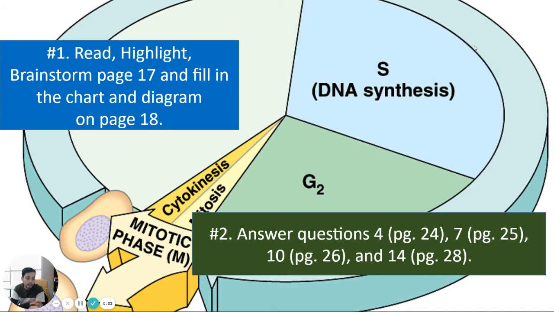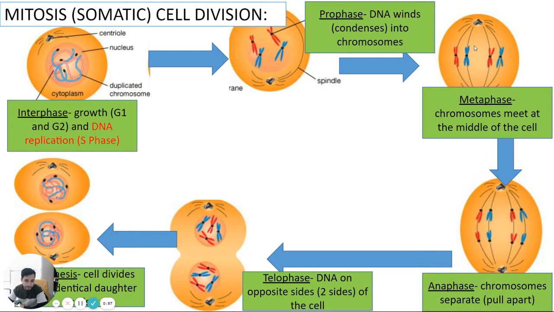Number 4, page 24. Number 7, page 25. Number 10, number 14. So if you want to hit pause, that way you guys can try this video out by yourself, and just try to do it by yourself before I go into it. Okay, it's all about cell cycle this time, so try to remember all the phases, what happens in each phase, all of those things. Okay, so if you want to press pause now, I'm going to move on.